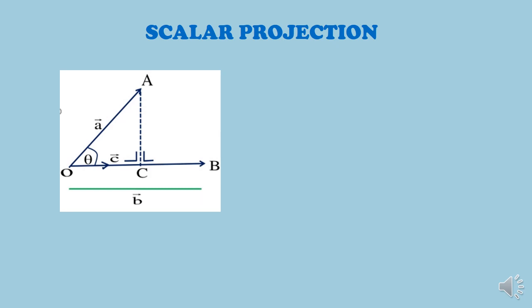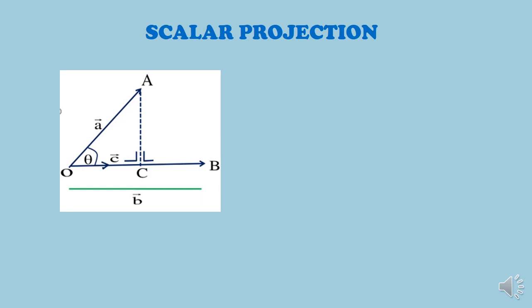Okay, so now let's see the scalar projection. What does it mean, the scalar projection? Some may say the magnitude of projection vector. So scalar projection and the magnitude of projection vector are the same. Scalar means that the result is a number, and the magnitude means the number will always be positive.